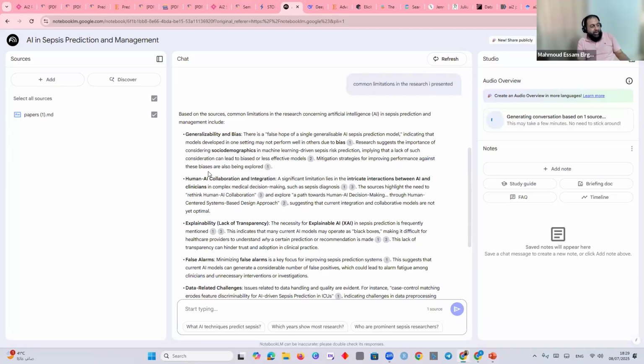Okay. How can I use it if I collected the papers in the traditional way? Yes. So one thing you need to know about Notebook is it has a limitation of using only 50 papers. So you cannot upload more than 50 papers in any request. Which, if you think about it, even in a systematic review, it's rarely more than 50 papers, unless it's a big systematic review with many meta-analyses under it.